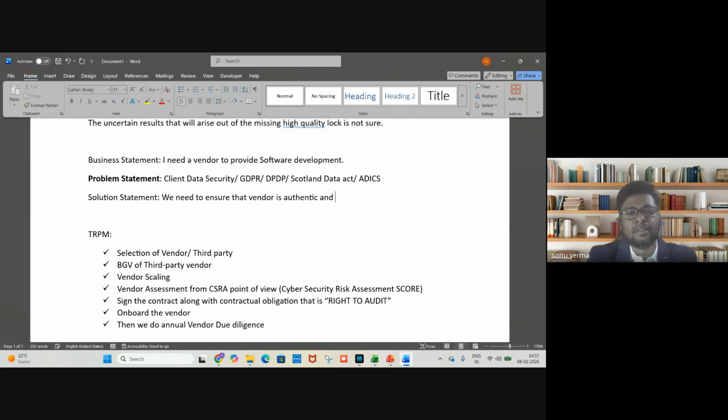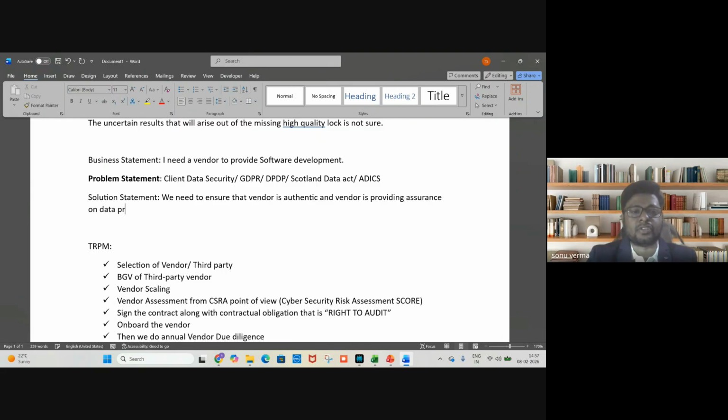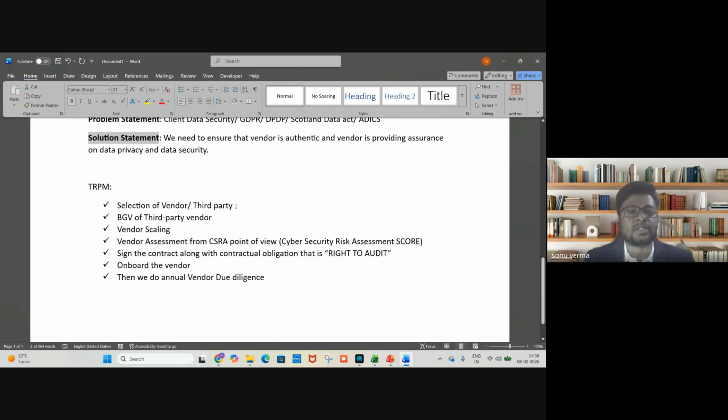and the vendor is providing assurance on data privacy and data security. Okay, we cannot give our clients' data to any XYZ vendor for conducting the business. So what we need to do, we need to select the vendor.